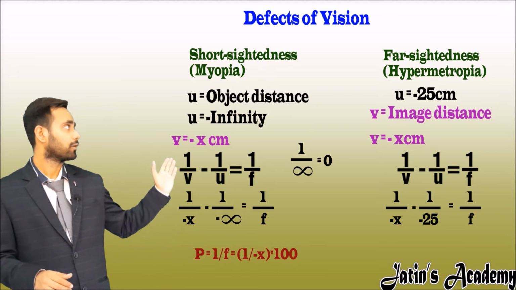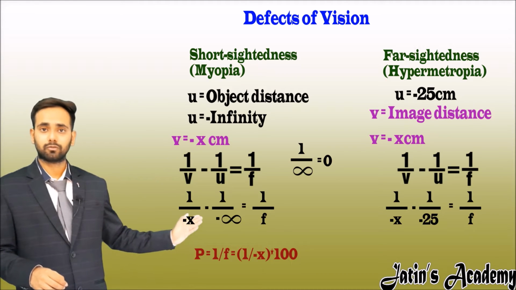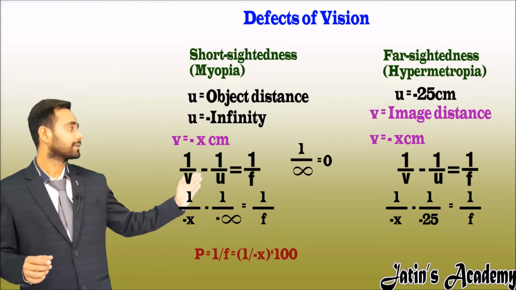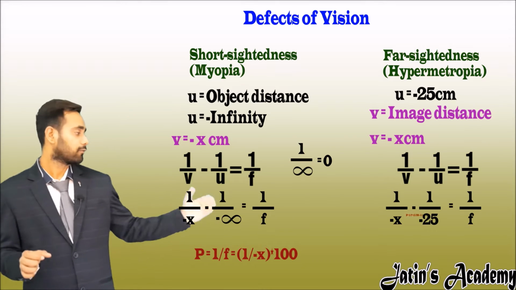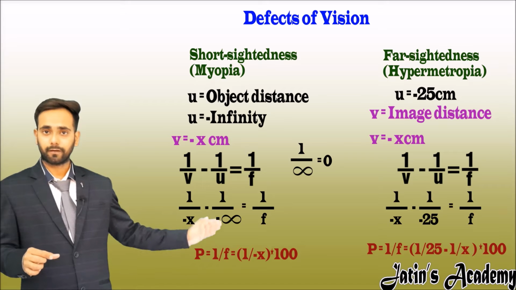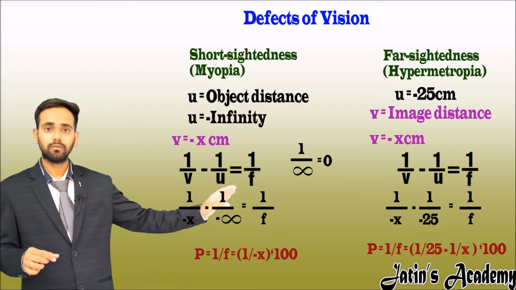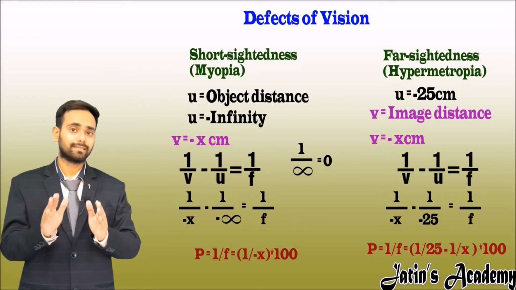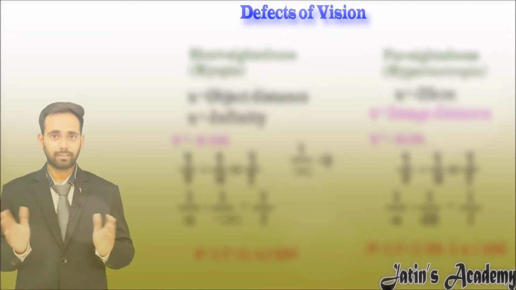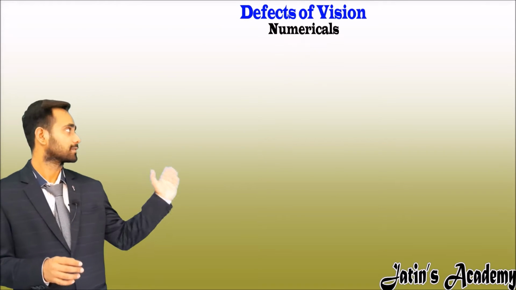In case of myopia, the power formula is P equals minus 1 upon x, and in case of hypermetropia, the power formula is 1 upon 25 minus 1 upon x, into 100, if the focal length is in centimeter. Let's see the numericals related to this concept.